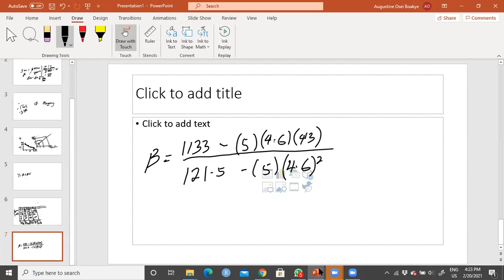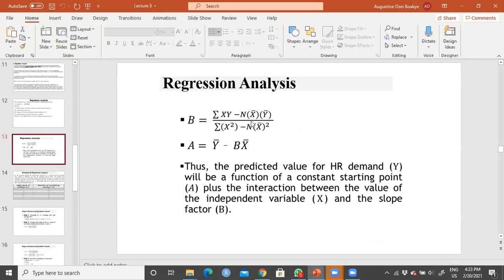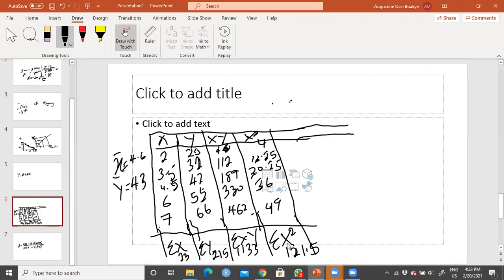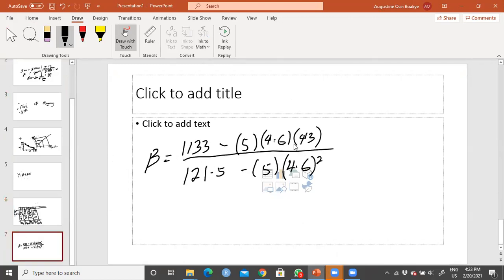Please, are you following? This is the formula. I'm following. And we did the computations and arrived at these figures. So we are putting these figures into the formula to generate the beta value. And that is exactly what I'm doing over here. So please, someone should quickly multiply 5 by 4.6 by 43 for me.